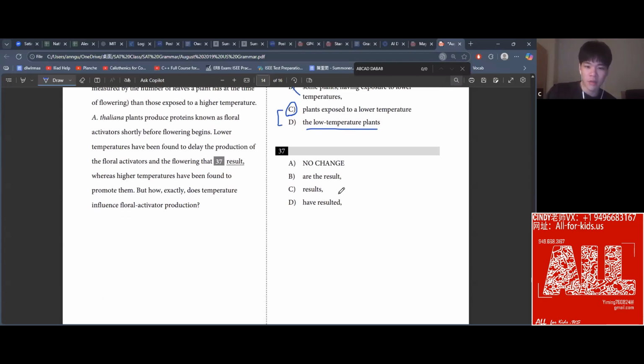Number 37, if you look at this, it's testing a subject or verb, right? We're tracking results, basically. So lower temperatures have been found to delay the production of flower activators and the flowering that results, because flowering is singular, so results. Okay.